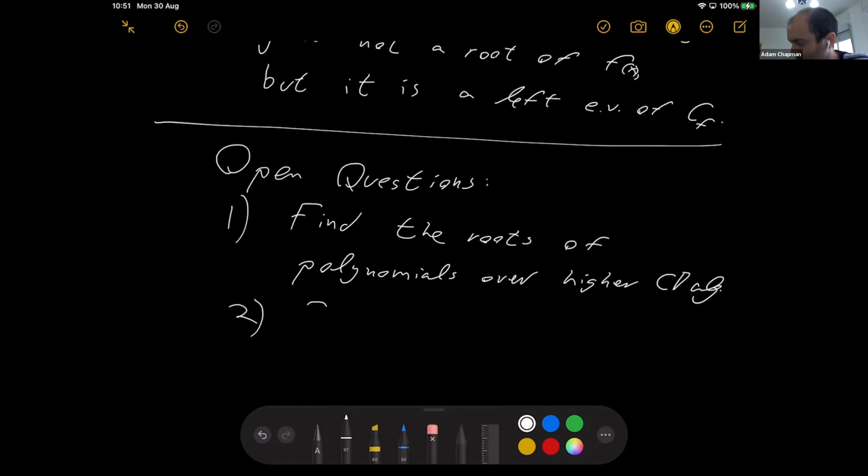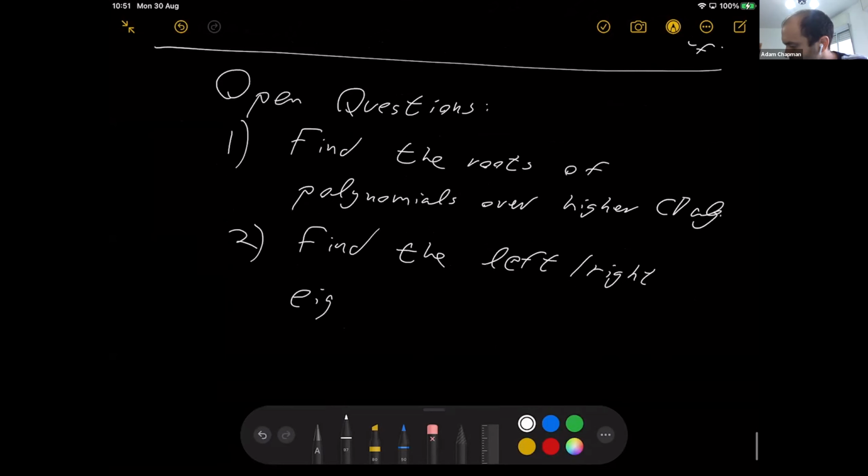And find the left and right eigenvalues of an Octonion matrix.